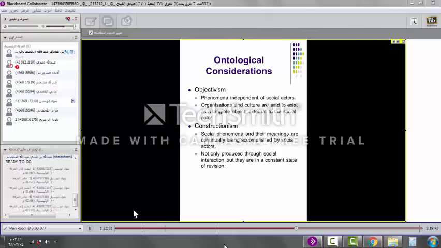But as a researcher, they will publish your books. They will ask you to become part of their team. But if you work against the current, now you work against an organization. Constructionism: social phenomena and their meanings are continually being accomplished by social actors. It is a continuum. Any social phenomena that we deal with today might be different from yesterday.